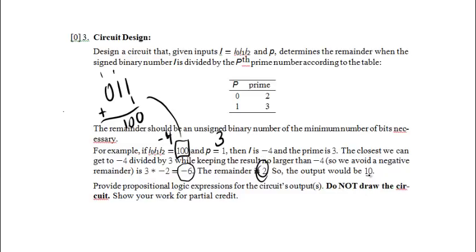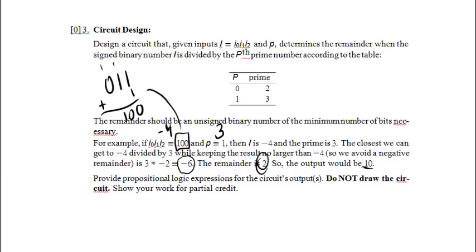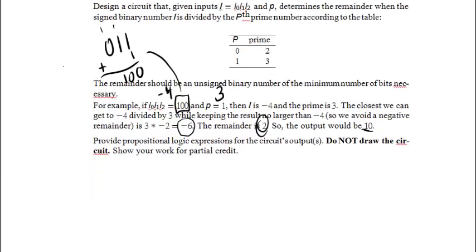Kind of gave away the number of bits necessary over here, right? Provide propositional logic expressions for the circuit's outputs. Do not draw the circuit. Show your work for partial credit. So once we have the propositional logic expressions, translating it to a circuit is pretty straightforward. We're just going to take the propositional logic operators and convert them into circuit elements. So it's just asking us to give the design, which is our propositional logic model for a circuit. So let's go ahead and do that.